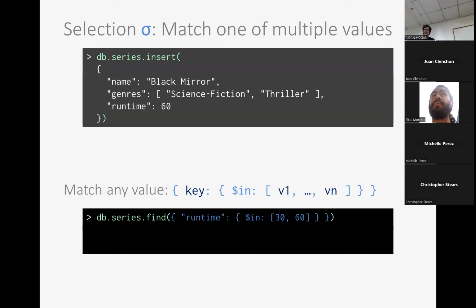In here we have our in case, where we have runtime in 30 or 60. This is basically saying runtime is 30 or runtime is 60. We see that here we have a match, so we return this document and all is good.